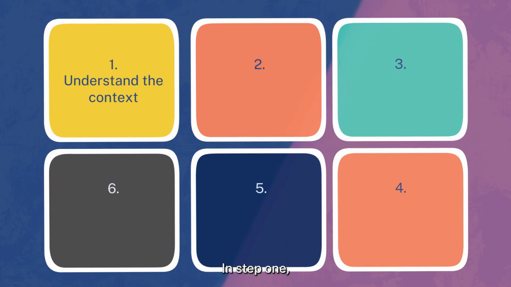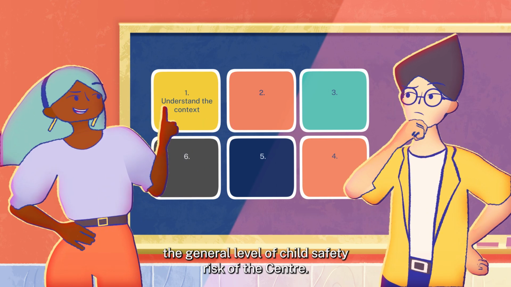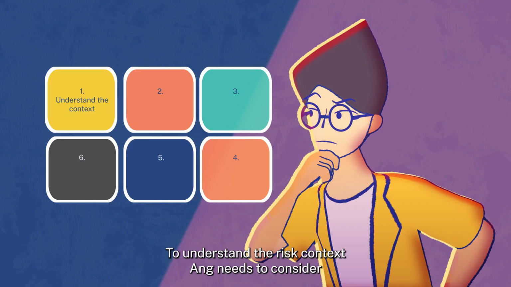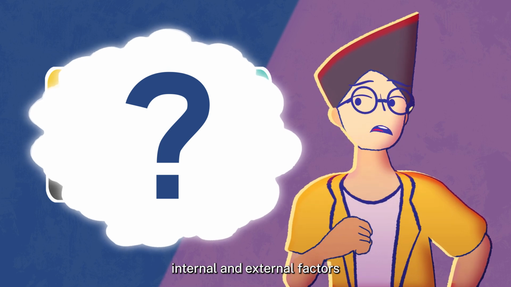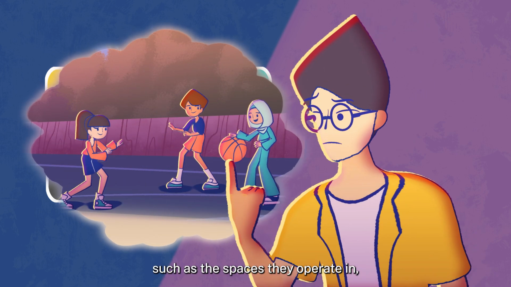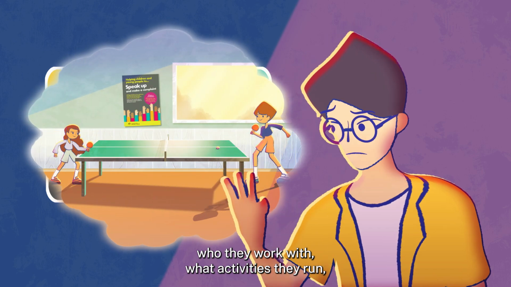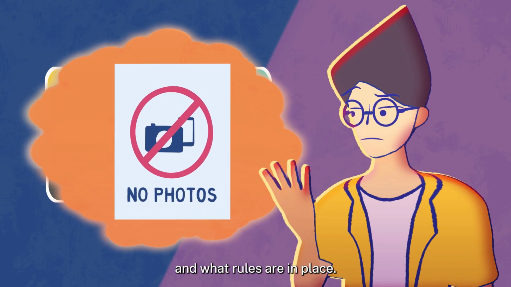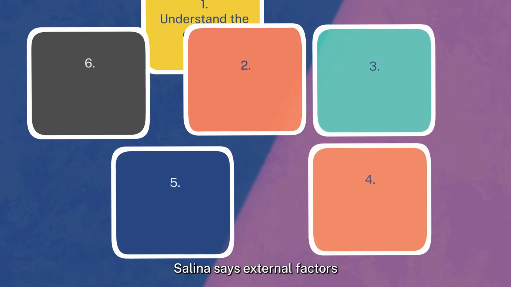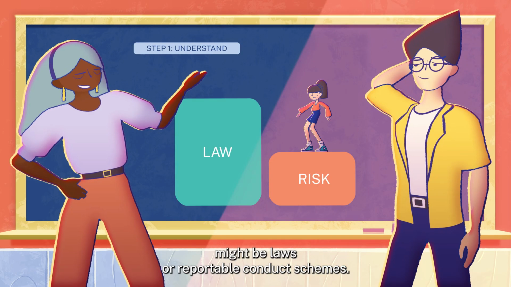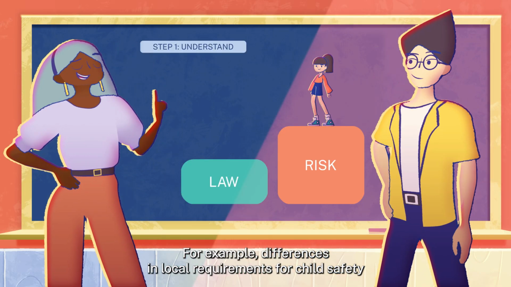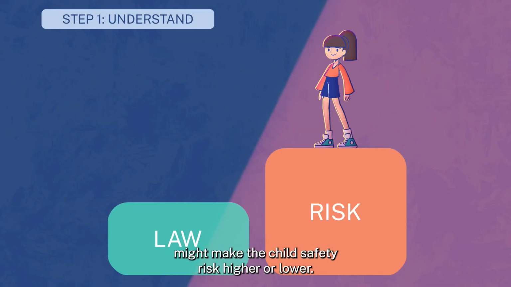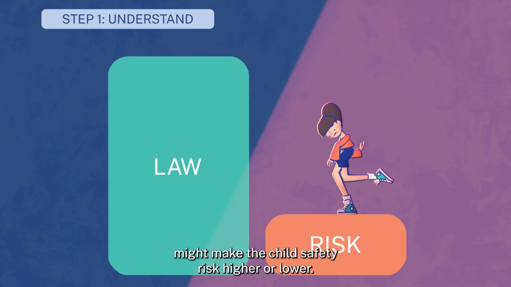In step 1, Ang must understand the risk context, the general level of child safety risk of the centre. To understand the risk context, Ang needs to consider internal and external factors, such as the spaces they operate in, who they work with, what activities they run, and what rules are in place. Selena says external factors might be laws or reportable conduct schemes. For example, differences in local requirements for child safety might make the child safety risk higher or lower.